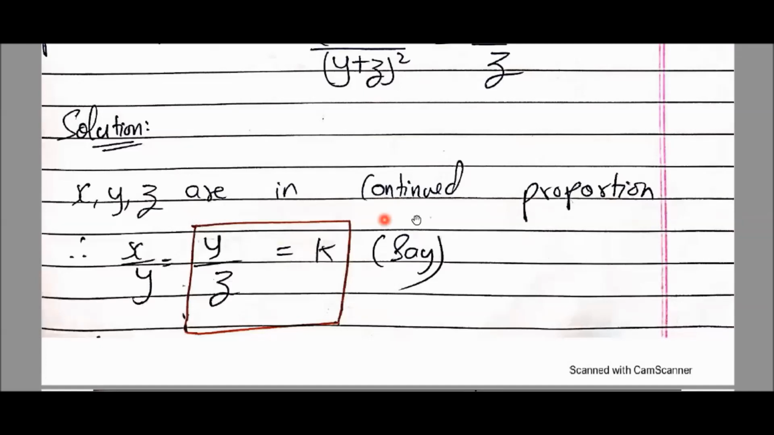x, y, z are in continued proportion. So can I say y will be repeated? x upon y is equal to y upon z is equal to k. Say, I'm assuming, as I told you in the previous sum, whenever you take the k method, when you start, always go in the backward direction. So y upon z is equal to k.